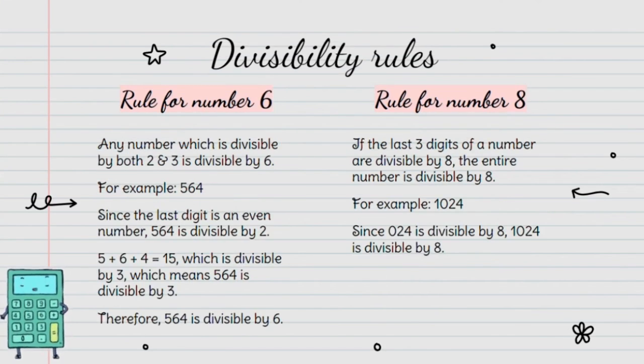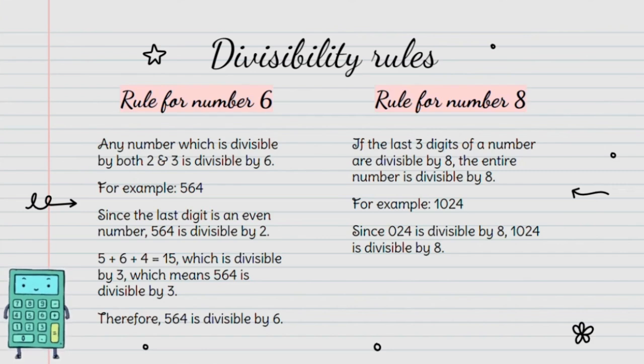Okay, you might be wondering where the rule for number 7 is. We're going to be skipping that because the rule for number 7 is so complicated that it's easier to just divide the number that you want to know is divisible by 7, manually, instead of using a rule.